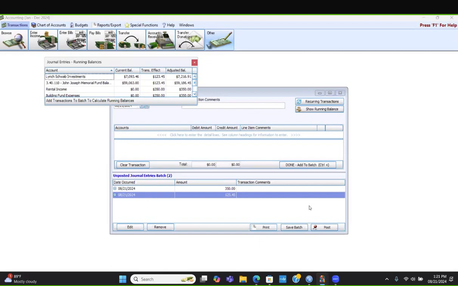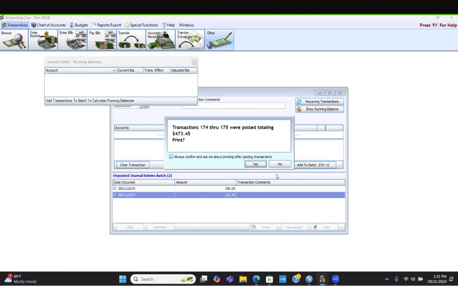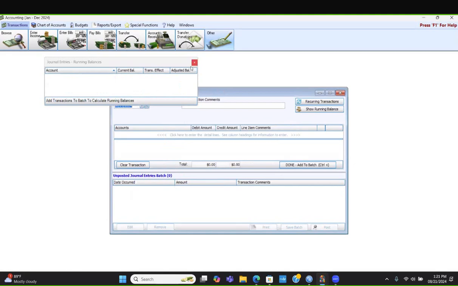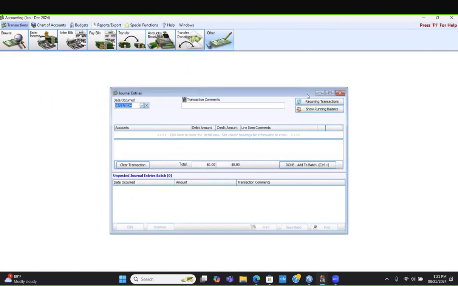So, okay, I would go ahead and post these transactions and I would go in and revisit my reports and make sure that they had the effect that I wanted them to have on that, folks.